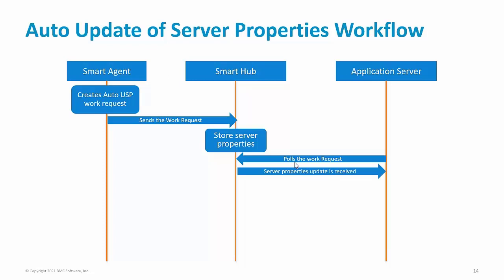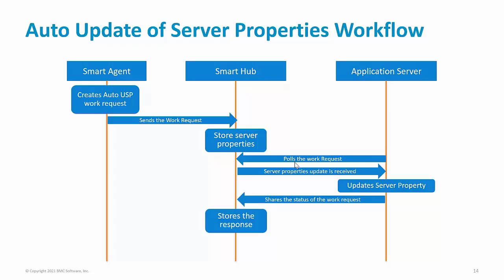Once the server property update response is received, the application server updates the server property values in it. Once done, the application server will share the status of the work request, and the Smart Hub will store this response to share it with the Smart Agent. So these are the tasks performed during the Auto USB workflow.